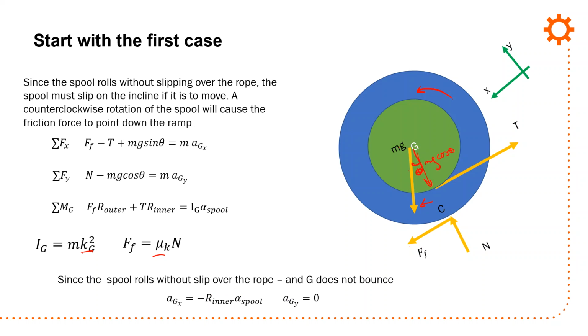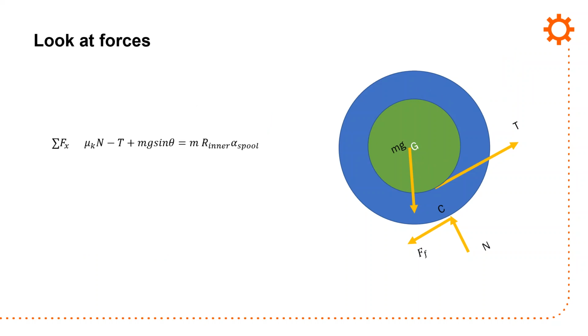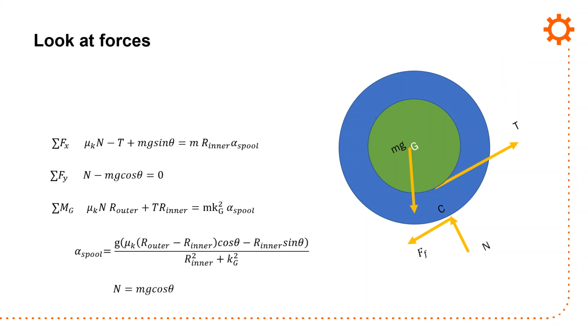Acceleration a_gy in the y direction is 0 because this spool doesn't bounce. So if I substitute back in all the terms, some forces in x, some forces in y, some moments about g, I end up with alpha of the spool, which is mu k r outer minus r inner cos theta, r inner sine theta, r inner squared k_g squared. Normal force is mg cos theta.